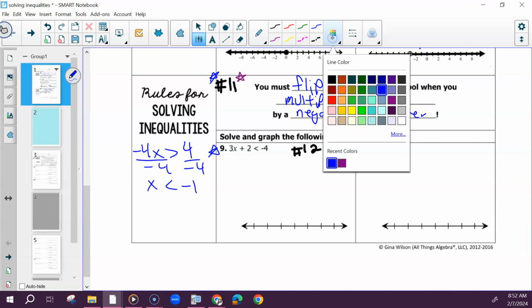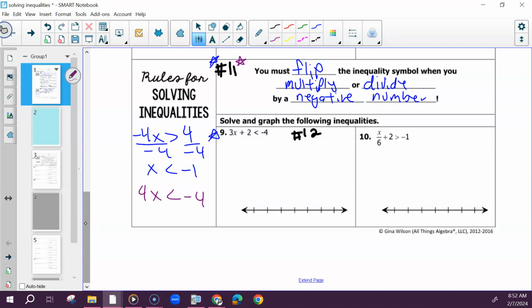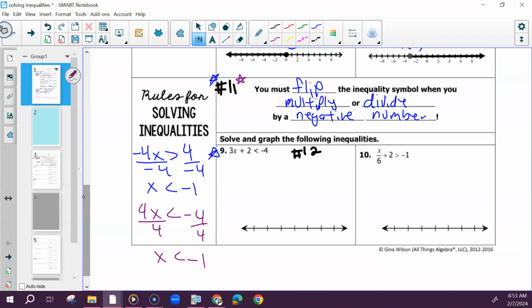If I had something like 4x is less than negative 4, and I divide both sides by positive 4, the sign will not change. So if what we're dividing by, the coefficient, is negative, then you change the sign. But if you're dividing and the other part is negative, you don't change the sign. So keep that in mind. Questions about that before we get into the solving piece?